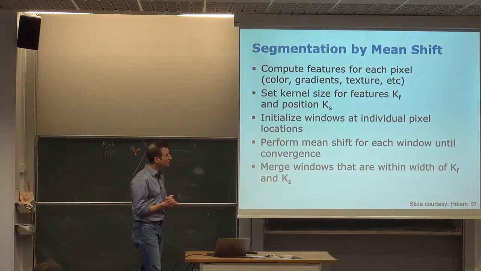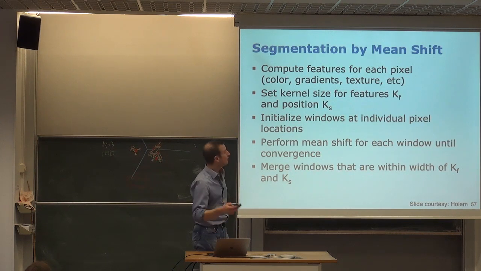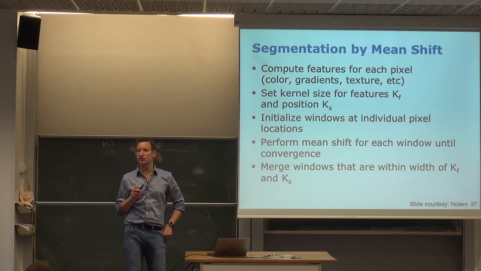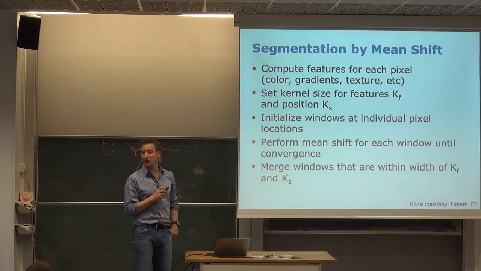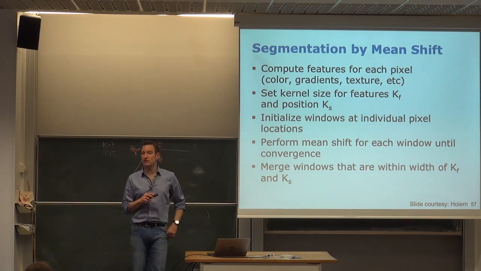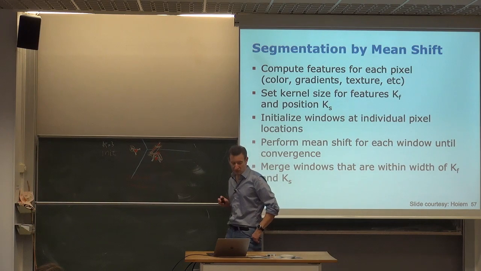Okay, so if you actually implement this, the key thing in this is actually something you were referring to. You need to compute your features or your data point for every pixel. So you need to turn every pixel into a data point. This could be the color value, just the intensity value. This could be some gradient information you may want to take into account. This could be texture. This could be the pixel location.